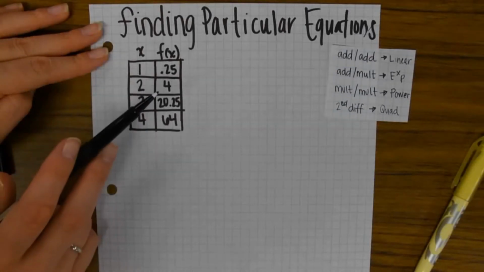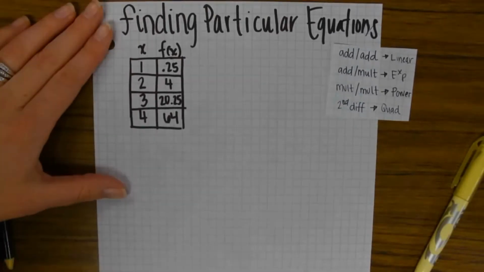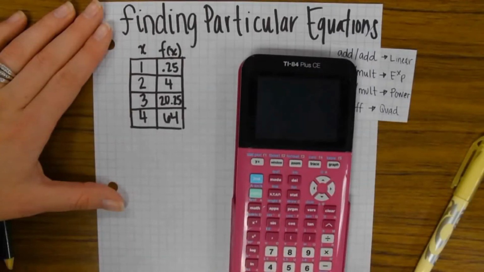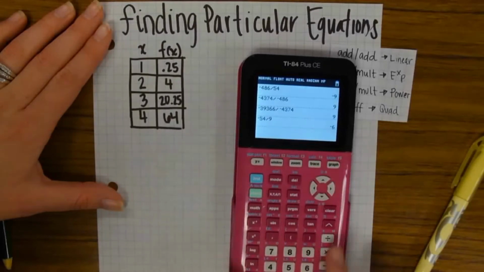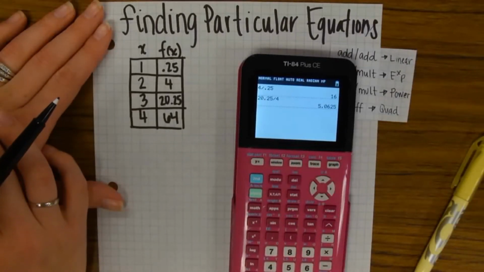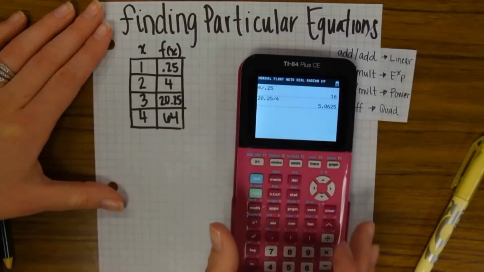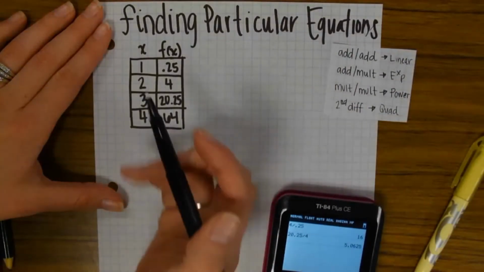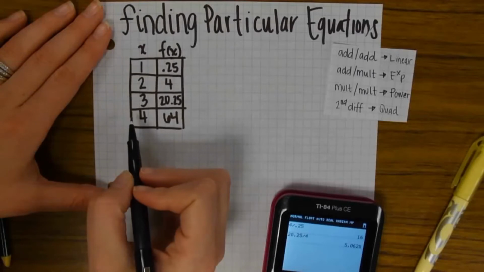It could be an add multiply pattern. So let's check that out. 4 divided by 0.25 gives us 16. 20.25 divided by 4 does not give us 16. And so what that tells me is it's probably going to be a multiply pattern over here.